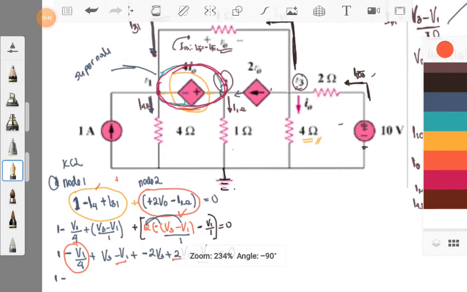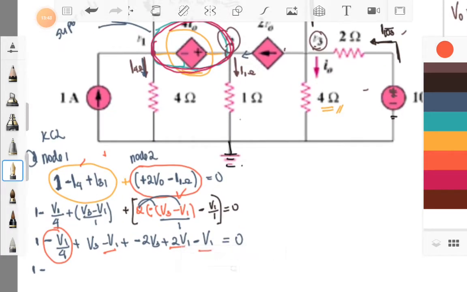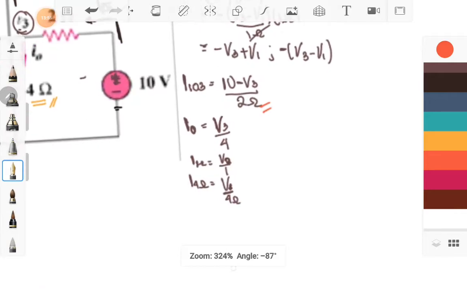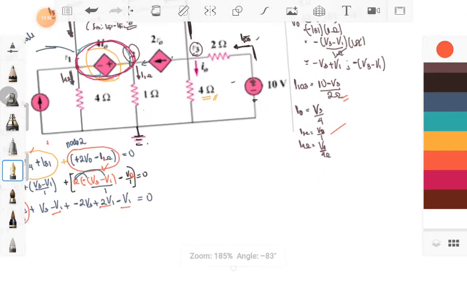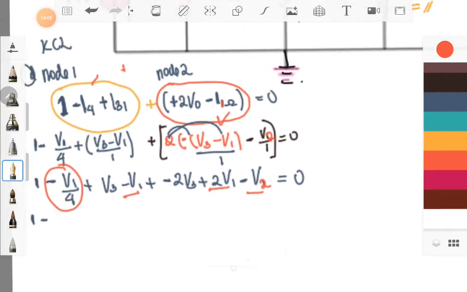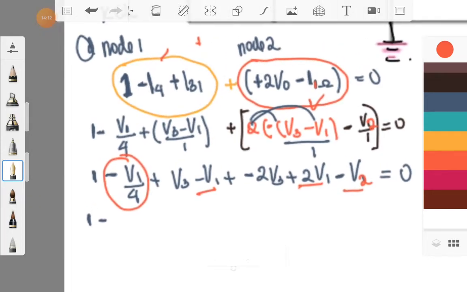Okay, wait lang ha. So we have I1. Okay, this must be V2 over 1. Take note that your I1 ohm is equal to this equation, V2 over 1. Okay, so this must be V2. Okay, yeah. So therefore we have an equation equal to negative 3/4 V1.